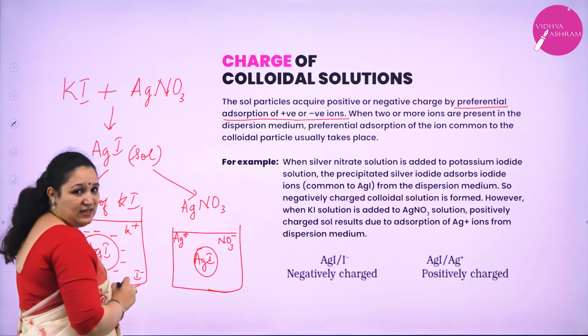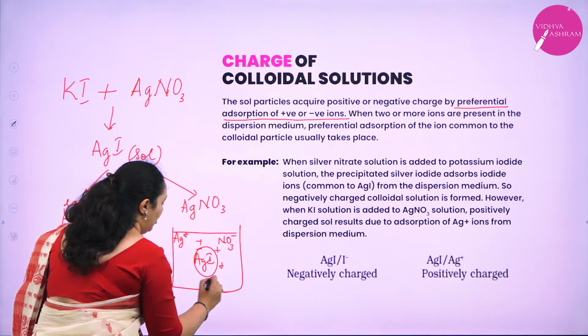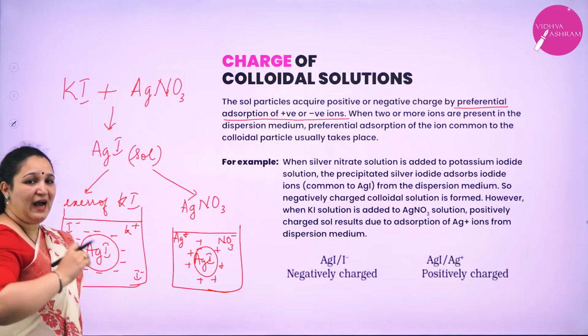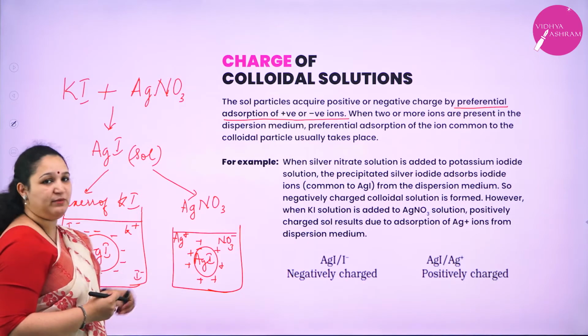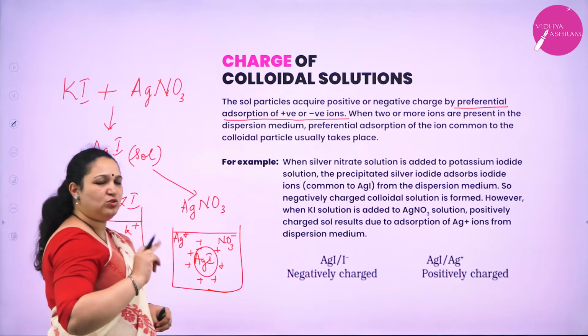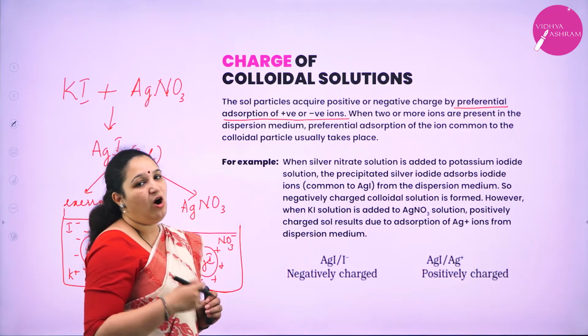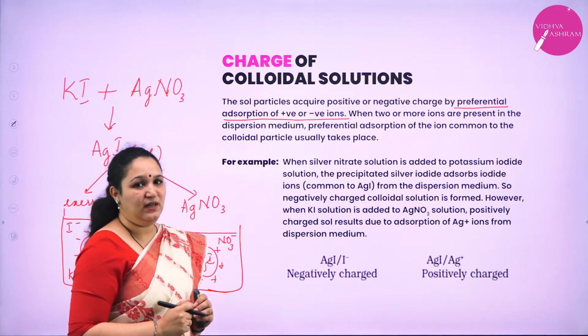Of course silver particles. So, the silver ions will get adsorbed and it becomes positively charged. So, the adsorbed ion should be the ion which is common for that particular salt. Okay. So, you can get either positively charged silver iodide or negatively charged silver iodide, depending on what is taken in excess.